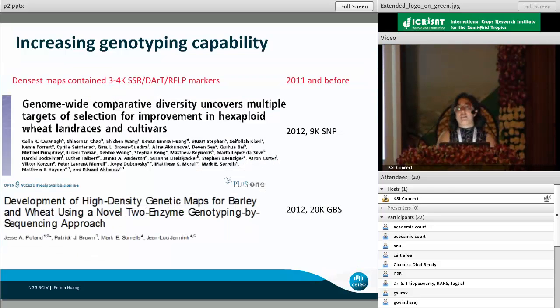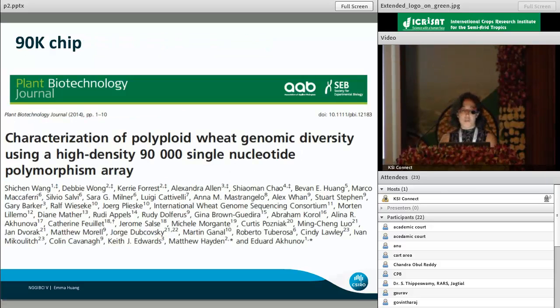Of course, another motivation is the fact that we have greatly increasing genotyping capability in wheat. In 2011, the most dense maps really contained about 3,000 to 4,000 SSRs, DArTs, and RFLPs, whereas in 2012, not only was the 9K SNP chip produced and mapped, but Jesse Poland and Mark Sorrells showed that you can map GBS markers and produced a 20,000 marker map. And then more recently, there's the 90K chip, which is out, the 400K chip, and GBS is certainly becoming more and more popular.